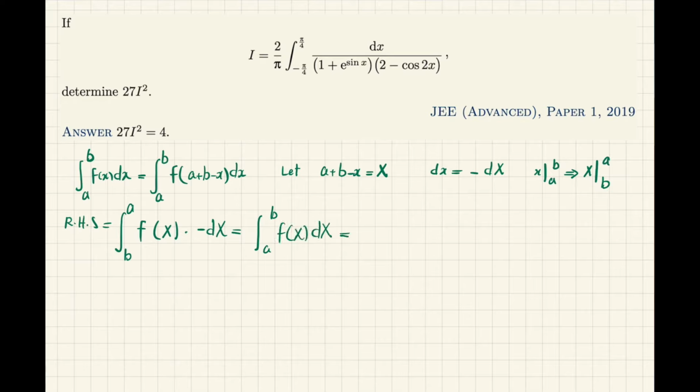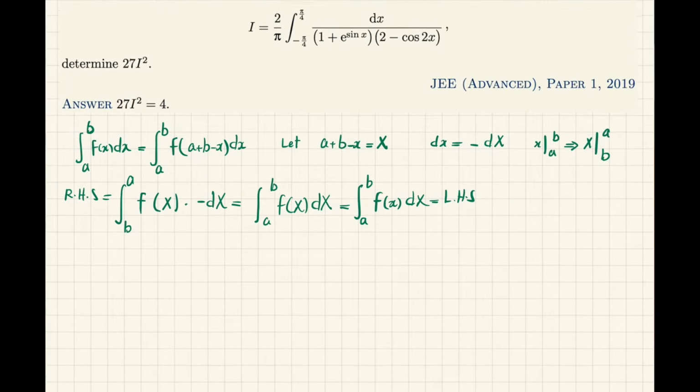But you know that the variable in a definite integral is a dummy variable, so I can replace it with any other variable that I like. So I replace it with little x. And that's exactly the left hand side. Okay? So this is actually the most important point for solving this problem.